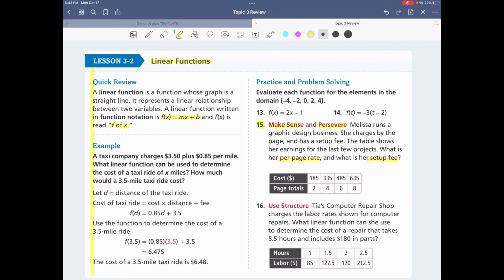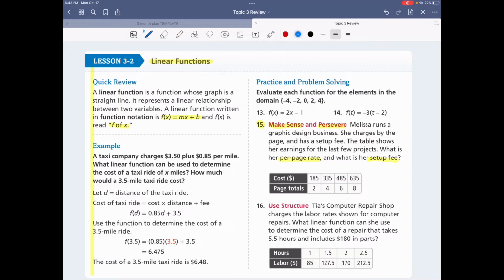Think about, like, if you were to design a poster, you would charge, like, if there was one poster, you would charge a certain amount. If there were 2 different posters, you would charge a certain amount. So that's what her business is. She's designing pages.